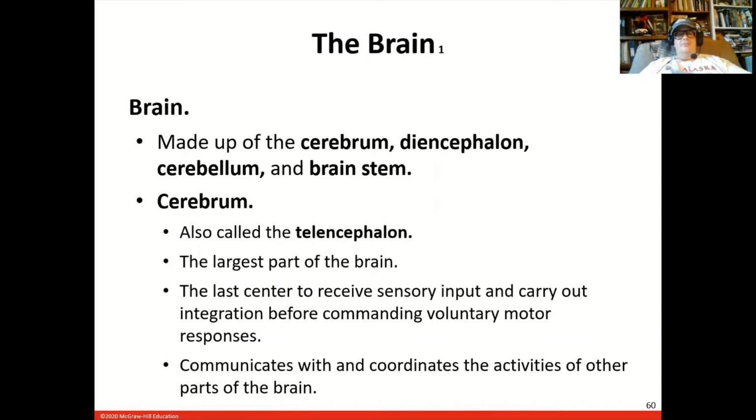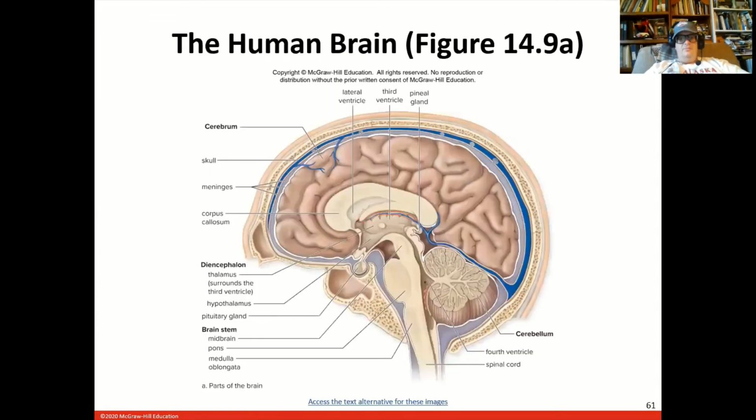We got to talk about the parts of the brain. The cerebrum, like cerebral cortex, where everybody talks about intelligence, but the cerebrum or telencephalon, the diencephalon, cerebellum, and then the brainstem below that. But there's a pretty picture here. You're going to see this picture many times.